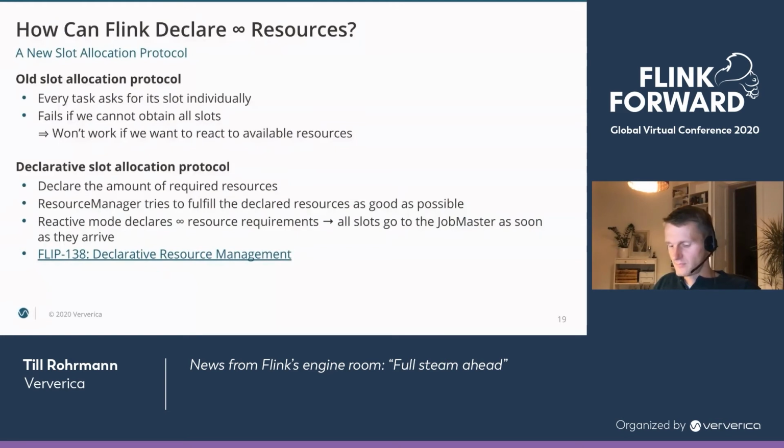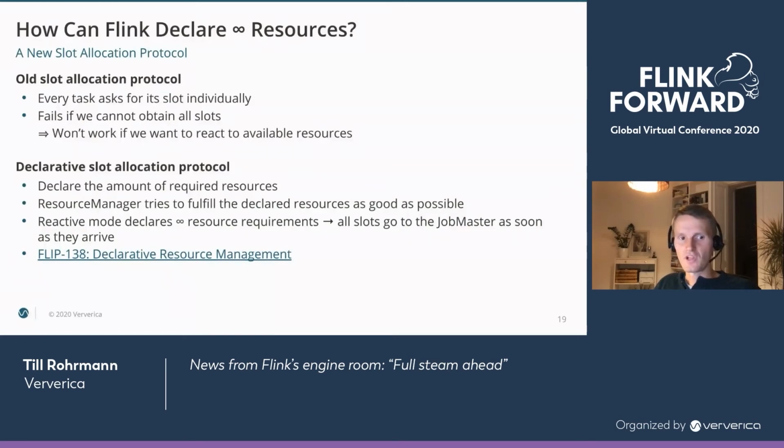So what we came up with, and the solution to the problem, is to change the, let's say, eager slot allocation protocol into more of a declarative slot allocation protocol, where the system announces how many resources it wants, but it doesn't fail if it gets less. So the resource manager will then try to fulfill these requirements as well as possible. In the case of active deployments, it can even start new task executors if it sees that the existing ones aren't sufficient to fulfill all the requirements.